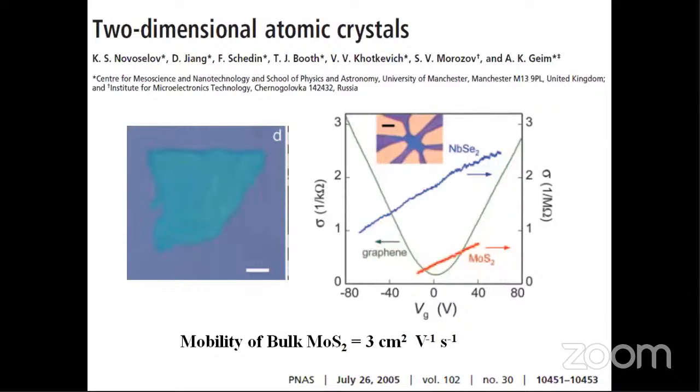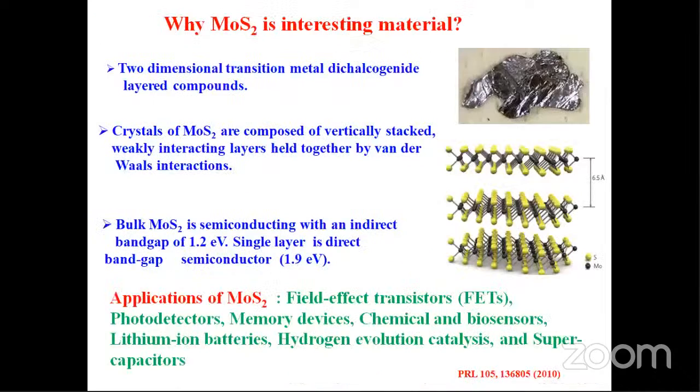This is the first publication by the same group who discovered graphene, but at that time they got very low mobility. Mobility was only 3 cm²/V·s. But nowadays people have developed several devices where the mobility is nearly 1,000 cm²/V·s.